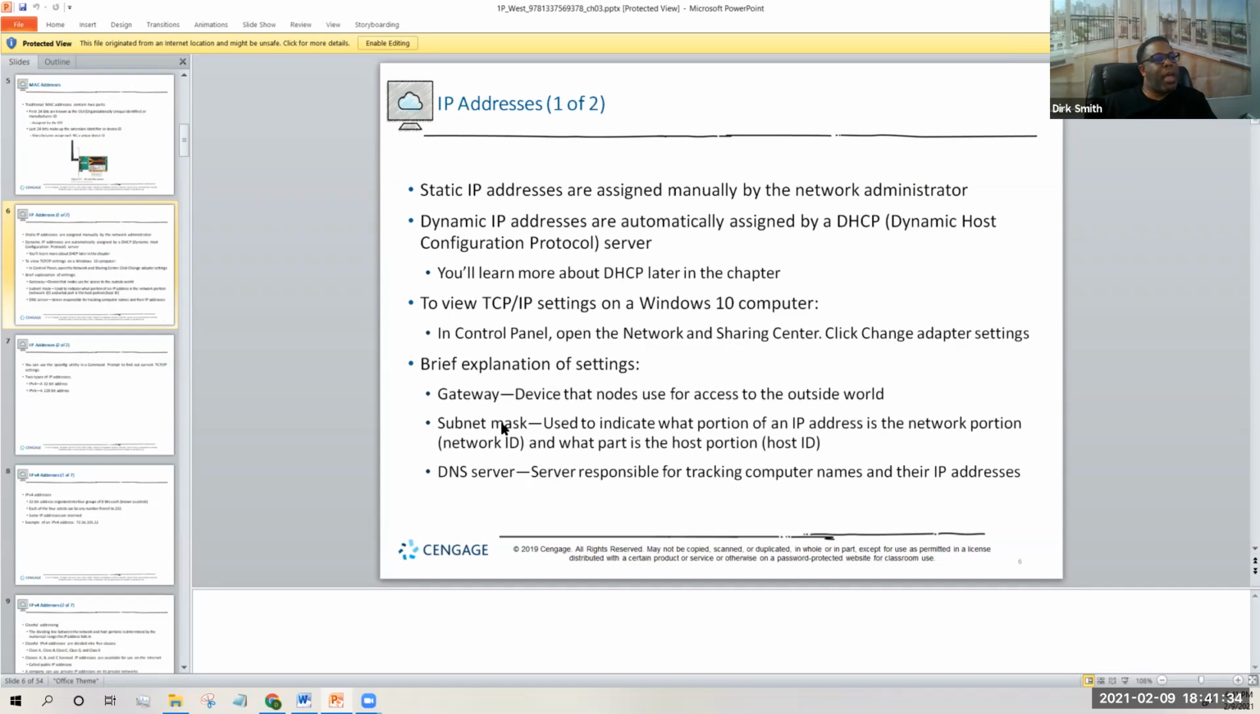So the subnet mask identifies what portion of the IP address is on the network. Okay, and then you also have a DNS server, which is responsible for tracking the computer names. Because if I ask you what is the IP address of Google right now, you couldn't tell me. But if I say go to Google's website, you would type in google.com, and then it'll come up.